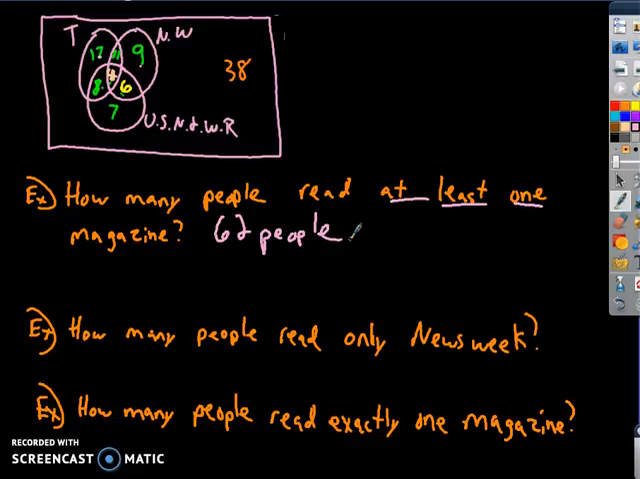Next question is, how many people read only Newsweek? The people who read just Newsweek are here. Just 9 people read just Newsweek, because the other people read other magazines along with Newsweek. So the answer there is 9.